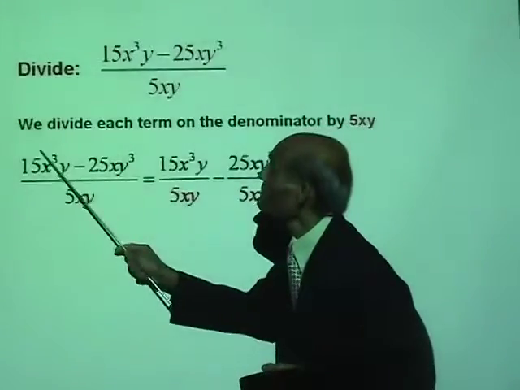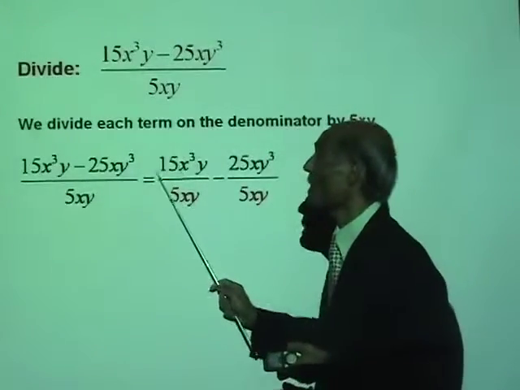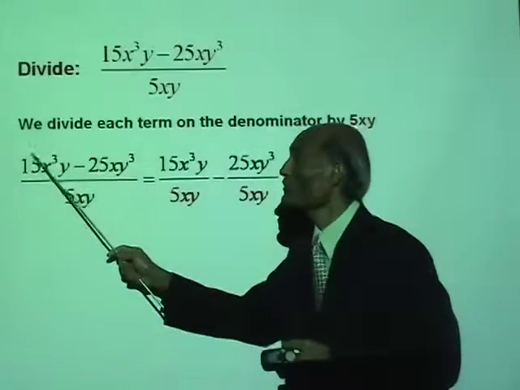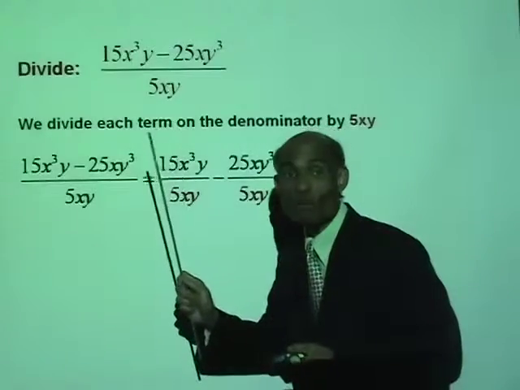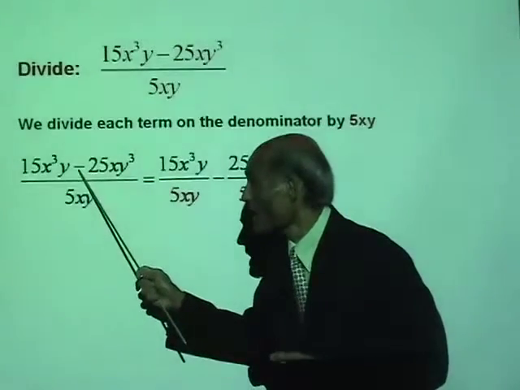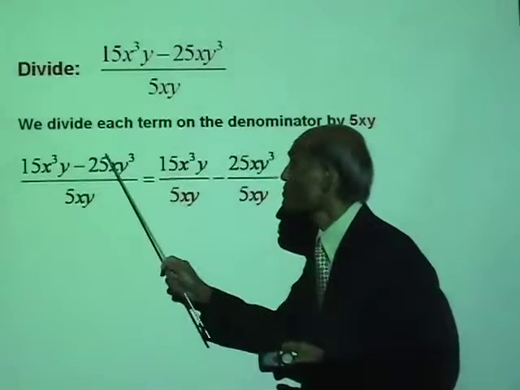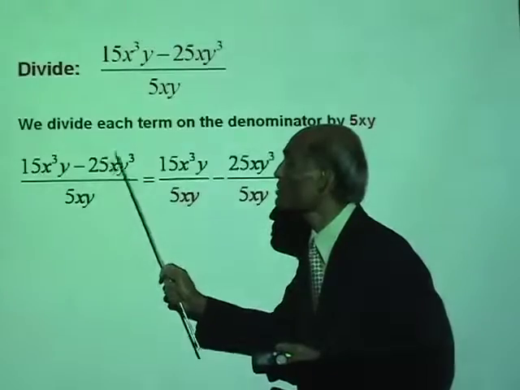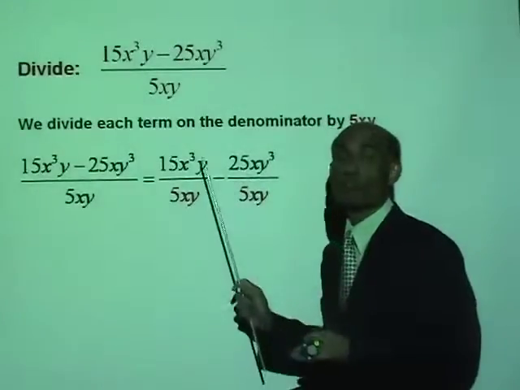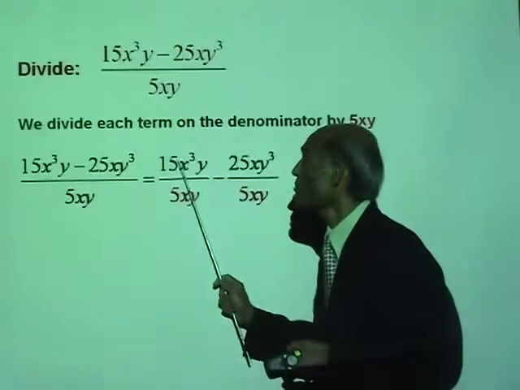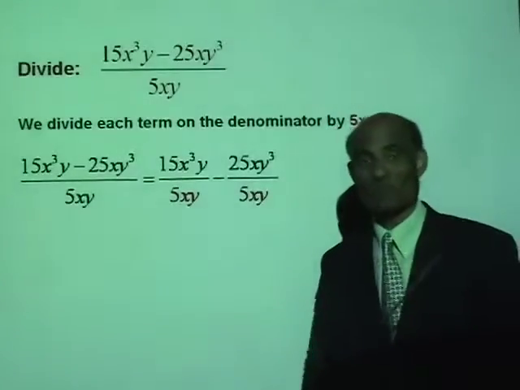That will be 15x cubed y divided by 5xy. Alright, the first term on the numerator divided by the denominator, followed by what sign? The sign on the numerator after the first term, minus 25xy cubed divided by 5xy. There you are. So divide each term on the numerator by 5xy. What is the next step?